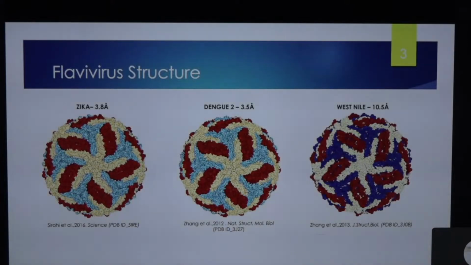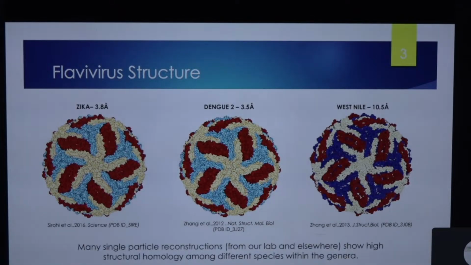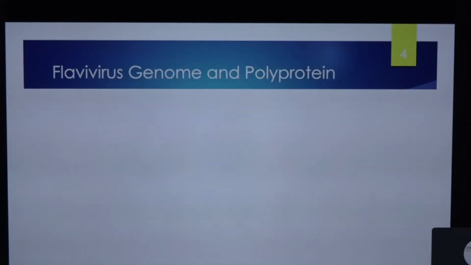The reason I say most, if not all, flaviviruses is because of their unique structure. Flaviviruses share a high degree of structural homology across all of the different species. As you can see here, we have the Zika virus on the left, looking down its fivefold axis, dengue virus serotype 2, and West Nile virus here. All of these show that high degree of structural homology. There are many different single particle reconstructions, both from the lab and elsewhere, that show a high degree of homology between different species, which suggests a much deeper similarity between the viruses in their genomes.